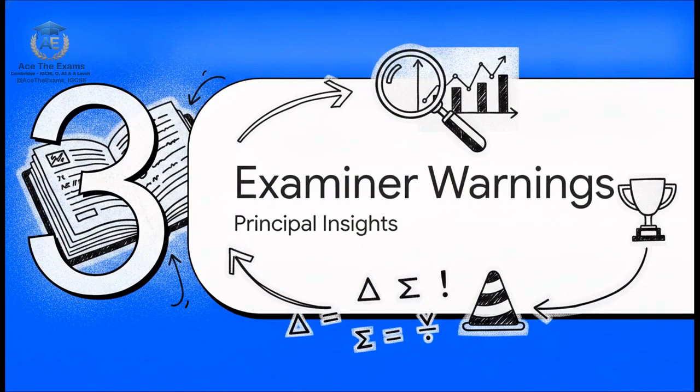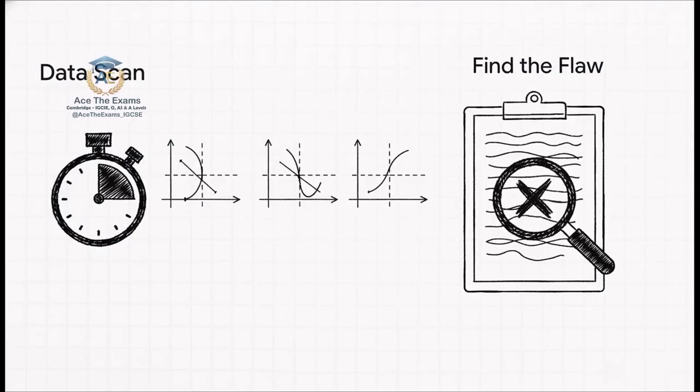Moving into Section 3, Critical Examiner Warnings. Let's take some direct insights from the principal examiner reports and flip them into a strategic advantage for us. Based on those reports, here are the top 3 mistakes that constantly drain marks from really smart, capable candidates. Warning 1, answers are way too vague. Warning 2, students completely forget about format and presentation conventions. And warning 3, final answers aren't specific to the given context.